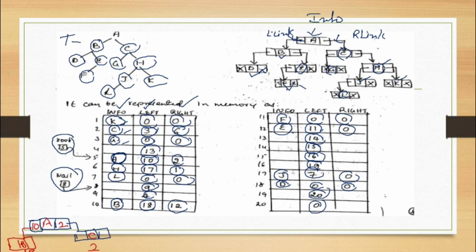B is stored in the 10th location. Then B also has left and right children, which are D and E. So B's left and right will have the addresses of D and E, which are 18 and 12. Similarly, what does C have? C has 3 and 6. That is how you have to continue with your list.